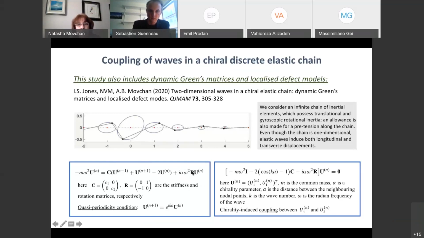So our infinite chain contains inertial elements. Imagine we have all the nodes attached to each other and then standing on gyroscopes in similar fashion as we had for the case of a lattice. And we assume that our infinite chain possesses translational and gyroscopic rotational inertia. And we also allow for some pretension in the chain in the longitudinal and transverse direction.